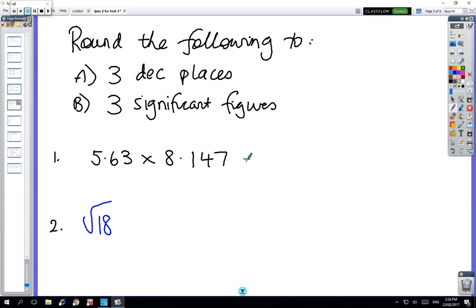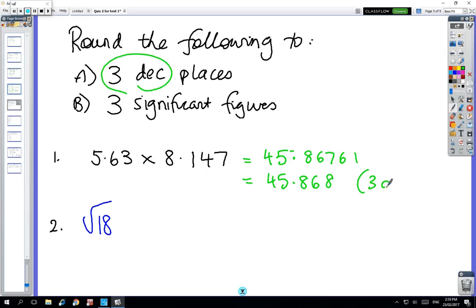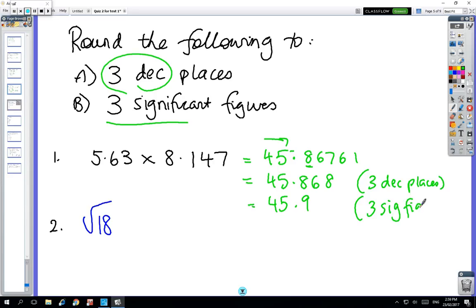Okay, so I get 45.86761 on the calculator. So to 3 decimal places, it's 45.868. So that's 3 decimal places. But for significant figures, we start from the original number. So we get 45 is 2 numbers, and then this is the third number, so it's 45.9 to 3 significant figures. Okay, so with decimal places, you start from the decimal point. With significant figures, you start from the first number.